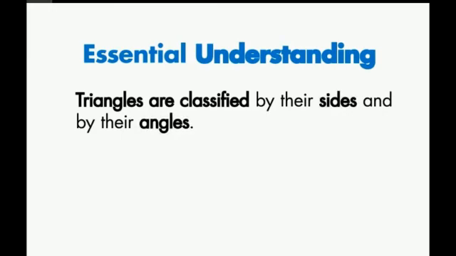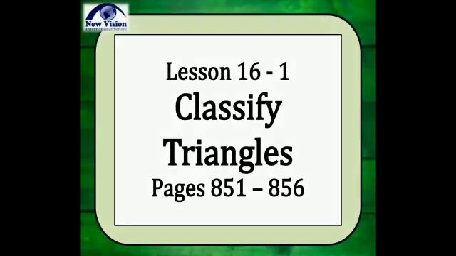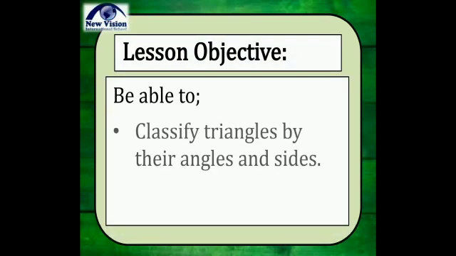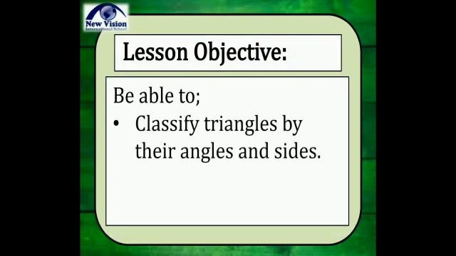Previously, students measured angles and identified them as right, acute, or obtuse. They also classified triangles by their angles and by their sides. In this lesson, students analyze the properties of triangles and use them to classify triangles. You are expected to be able to classify triangles by their angles and sides.